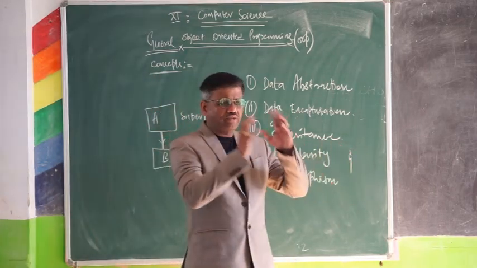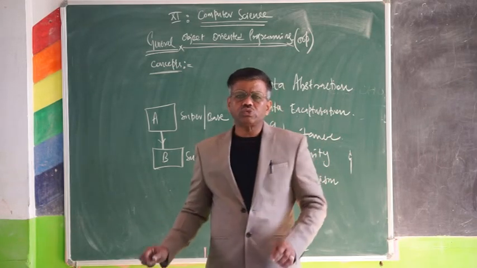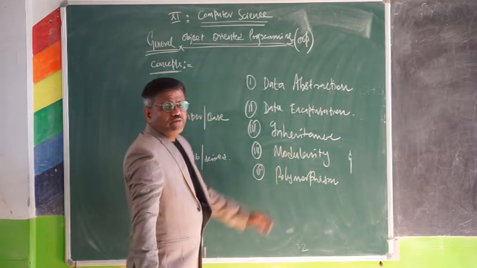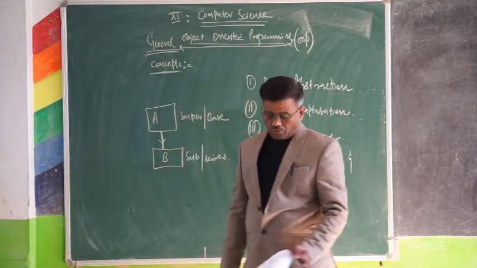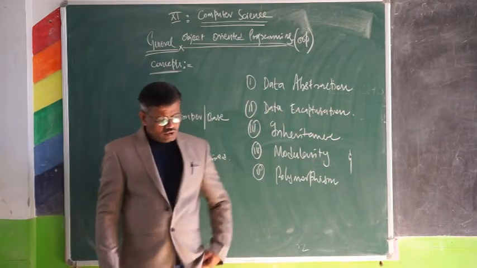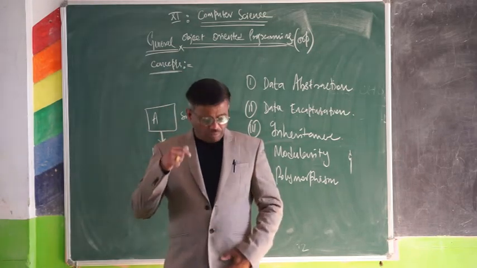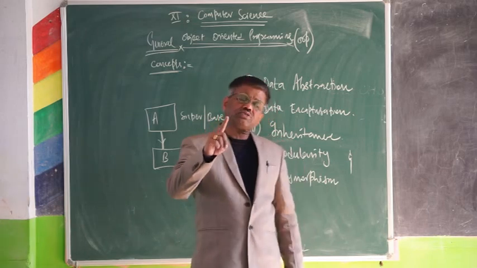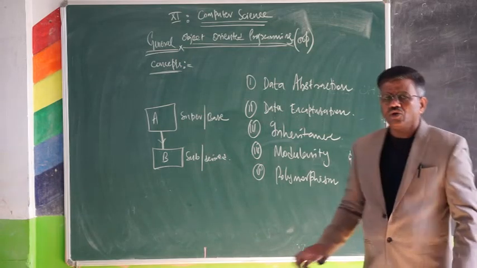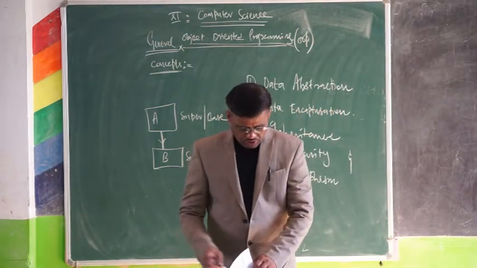What does modularity mean? A huge task is divided into pieces of code, then combined. Each piece of code is known as a module. That's called modularity. And polymorphism is what? Polymorphism is the ability for a message to be represented or processed in more than one form. That is what you can see.